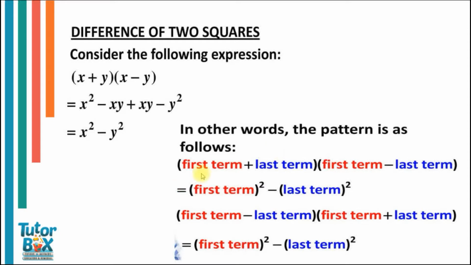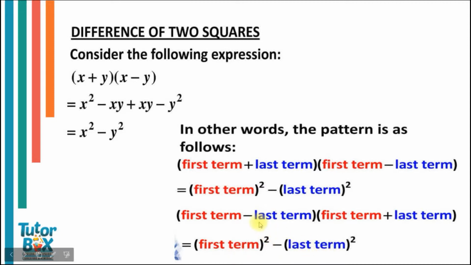First term plus last term, and then first term minus last term. So this will be equal to first term squared minus last term squared, right? And then we have first term minus last term, and then first term plus last term. This will also be equal to first term squared minus last term squared, right?